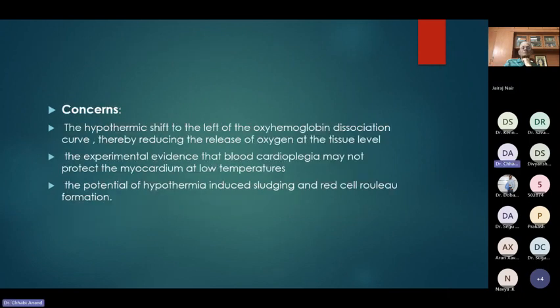Concerns: hypothermia shifts the oxyhemoglobin dissociation curve to the left, thereby reducing the release of oxygen at the tissue level. There is experimental evidence that blood cardioplegia may not protect the myocardium at low temperatures. There is also the potential for hypothermia-induced sludging and red cell rouleaux formation.